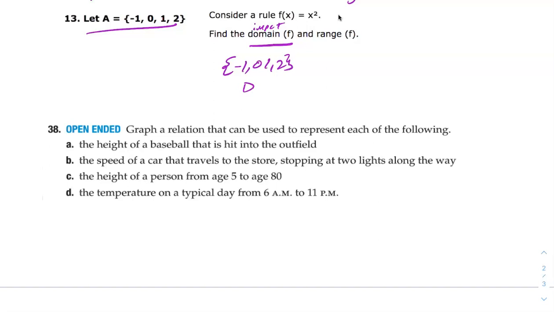The range is the output, what you get back when you sub it into the function. If I square -1, I get 1. If I square 0, I get 0. If I square 1, I get 1 again. If I square 2, I get 4. Two of these are the same, so I only have to write them one time. So 0, 1, and 4 will be my range.